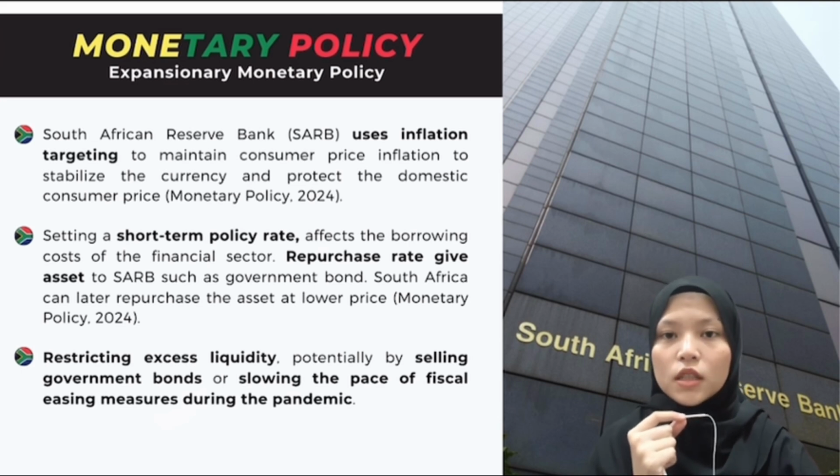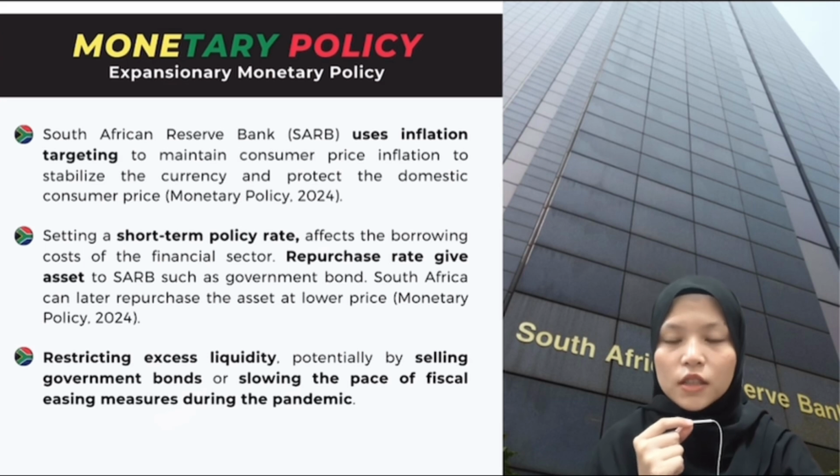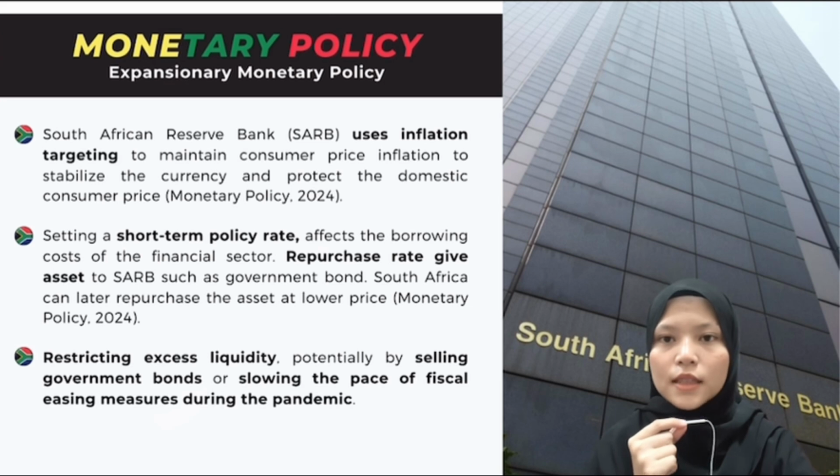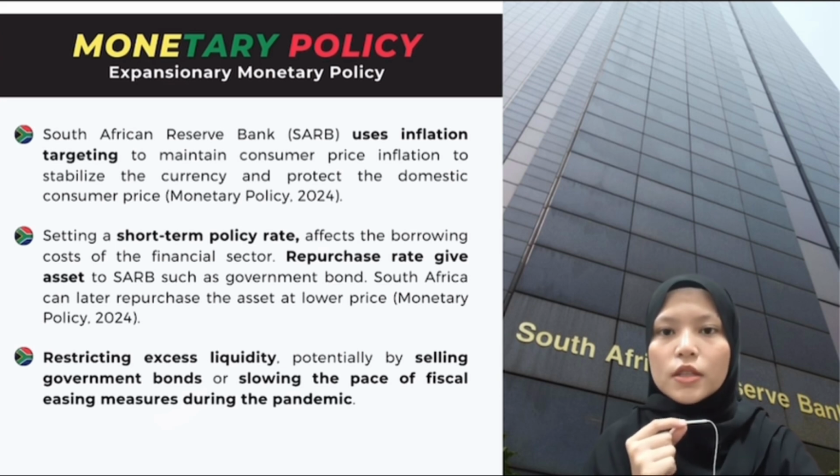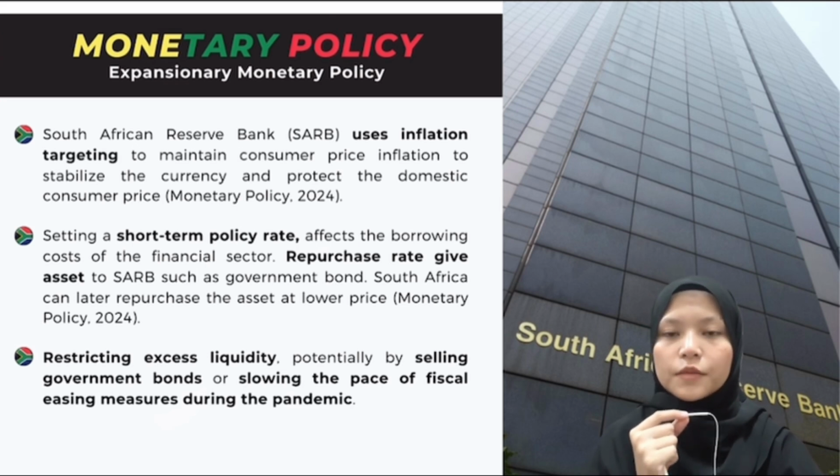Expansionary monetary policy is what South Africa has used to address the economic instability and disruptions caused by COVID-19. The South African Reserve Bank (SARB) uses inflation targeting to maintain consumer price inflation, to stabilize the currency and protect the domestic consumer price. SARB also implemented inflation targeting by setting a short-term policy rate that will affect the borrowing costs of the financial sector.